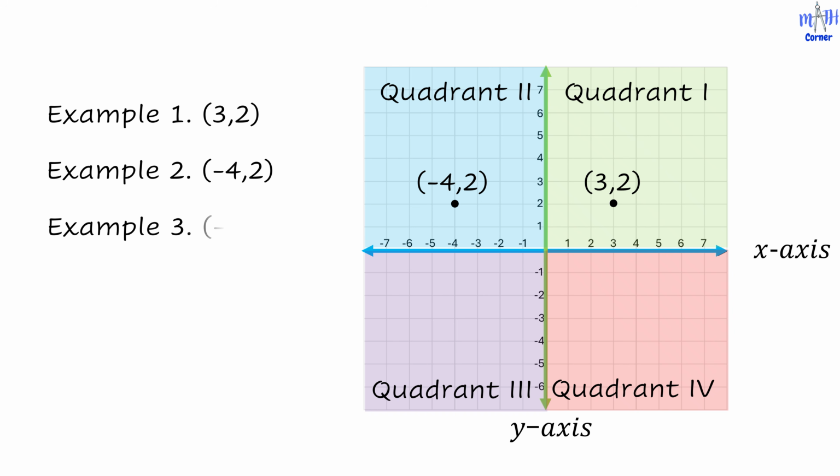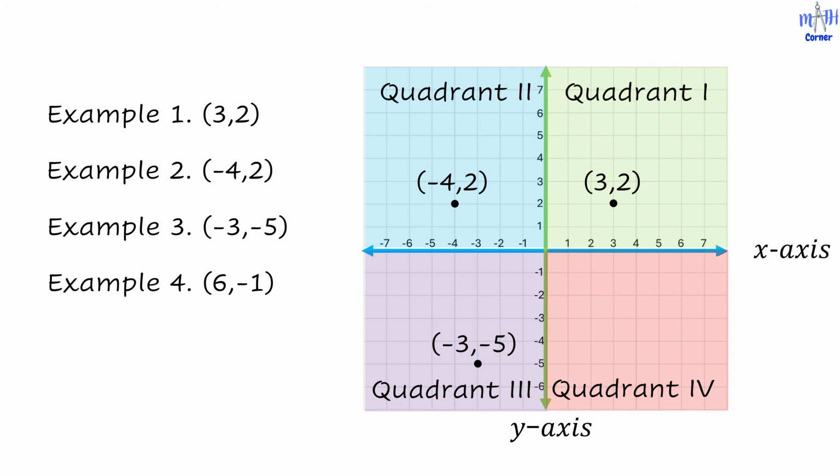Example number 3. Point (-3, -5). X is -3. Starting at the origin, move 3 units to the left. Y is -5. Move 5 units downward. That is in quadrant 3.